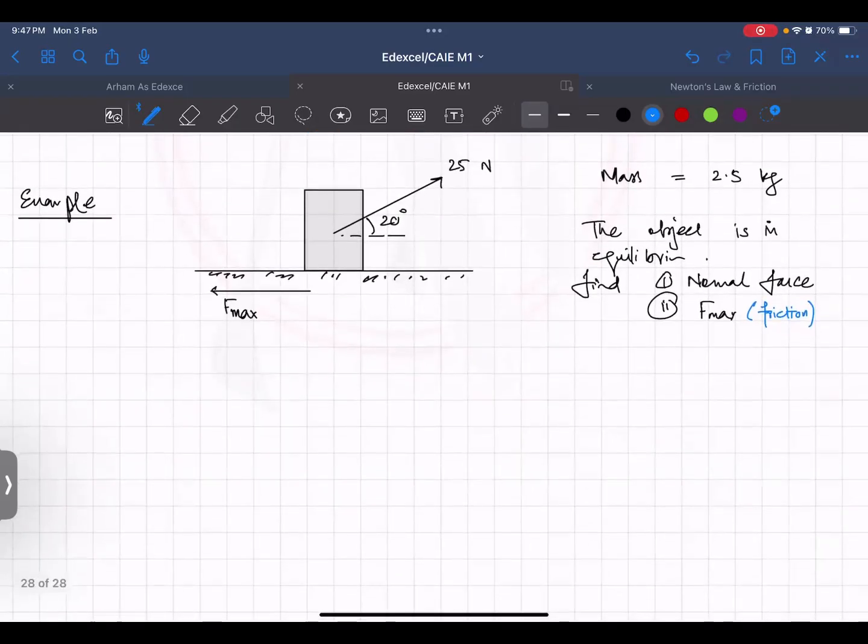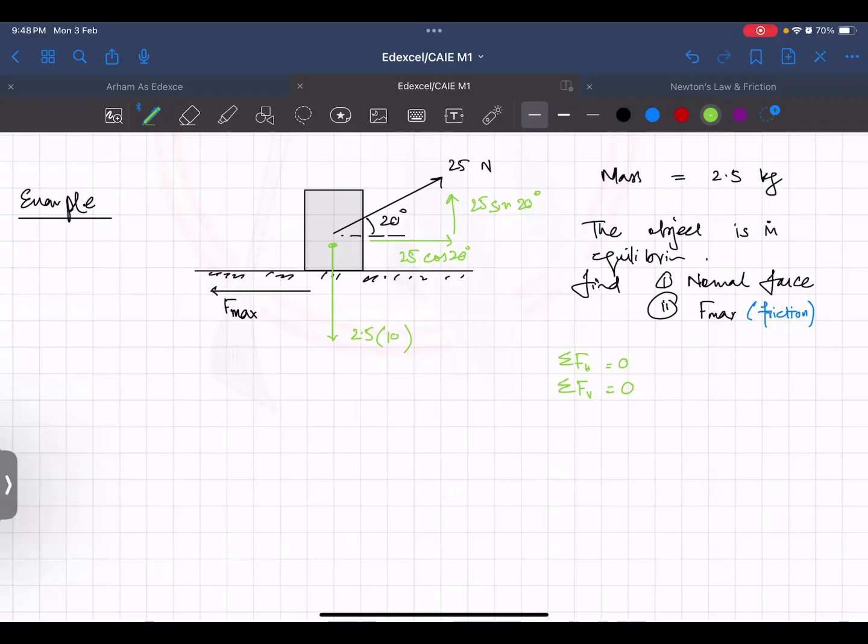So first of all, again, it has told us that the object is in equilibrium, so the sum of horizontal forces would be 0 and the sum of vertical forces would be 0. You identify all of the forces. Weight, definitely it has a mass, so there would be a weight acting downward, which would be mg. So 2.5 times 10. And you break it down into its components. So this would become 25 cos 20, and this would become 25 sine 20.